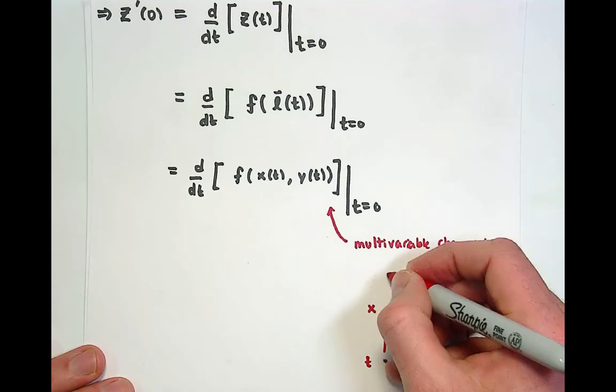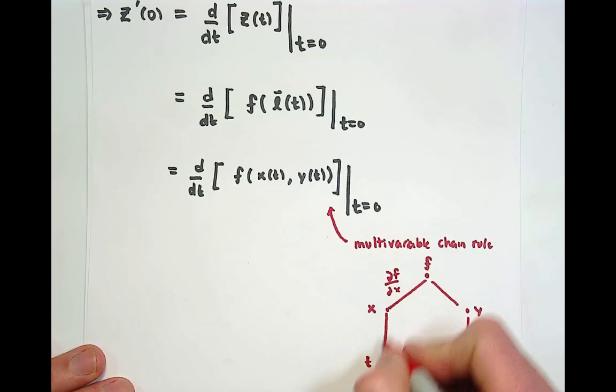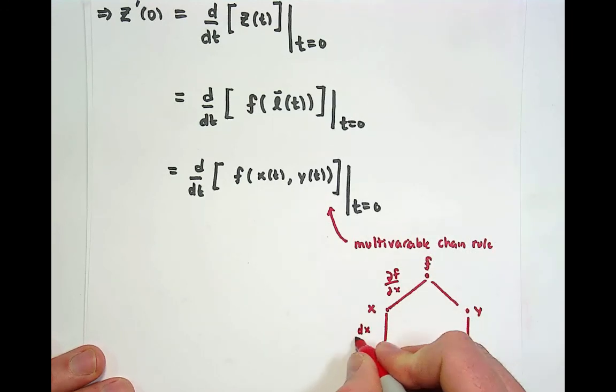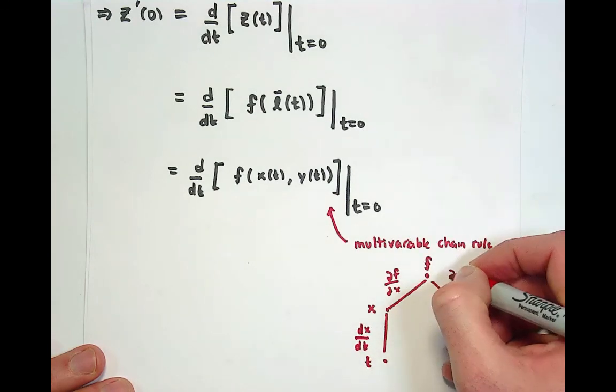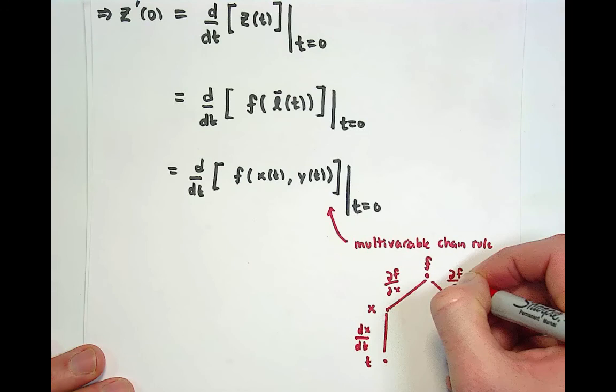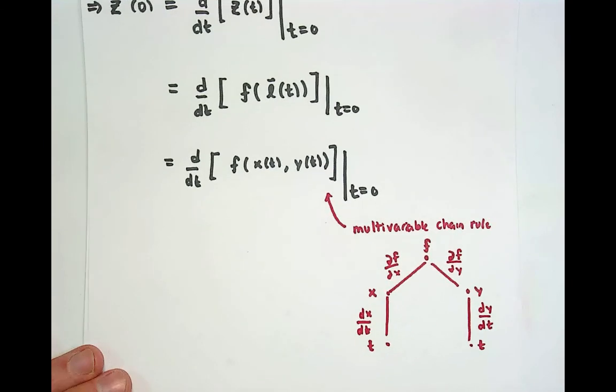And notice that we have two branches along this particular chain rule tree. We have the branch consisting of the partial derivative of f with respect to x, and then we have an ordinary derivative of x with respect to t, since x only has one input variable. Same thing's true on the other side, except in this case we have the partial derivative of f with respect to y, and then we have the ordinary derivative of y with respect to t.